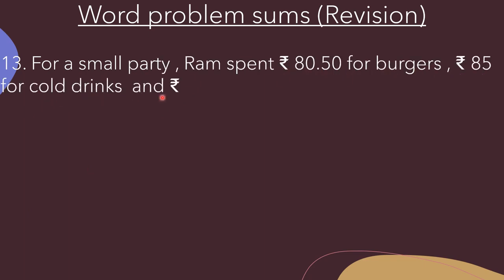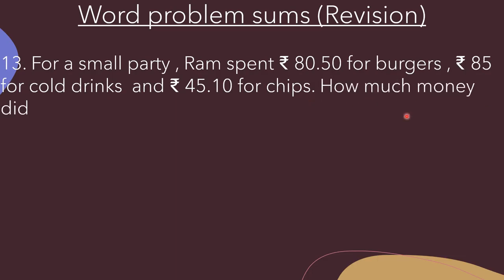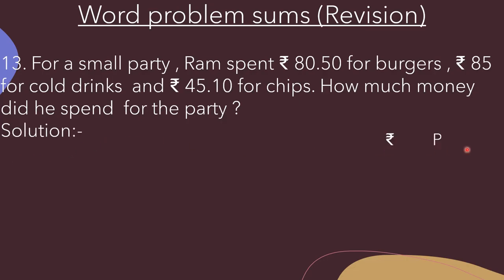Now in question number 13, it is given for a small party, Ram spent rupees 80.50 for burgers, rupees 85 for cold drinks and rupees 45.10 for chips. How much money did he spend for the party? So here beta we have given different prices for different things. To find out the total money spent, we have to add the given amount. So let's start. Here we will write rupees and paise.